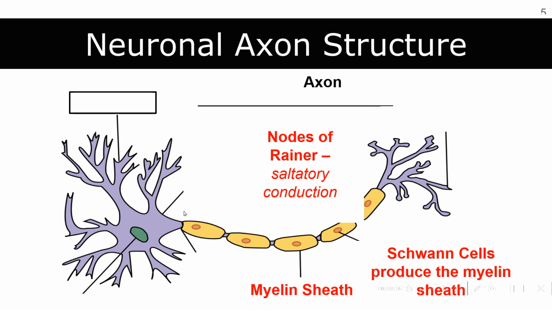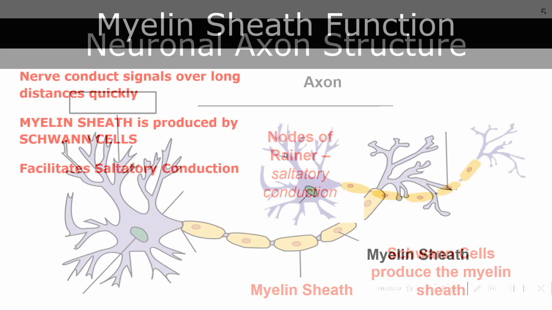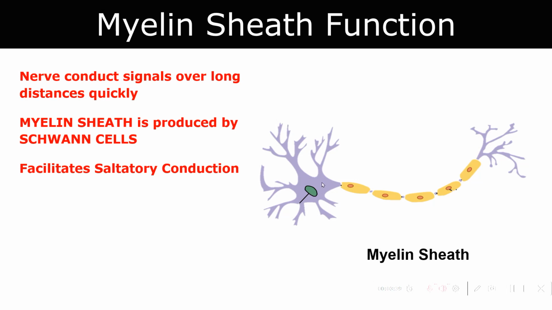I just wanted to give you the landmarks of what a neuron looks like before we start talking about what these different parts actually do. All of these are within the axon. We have a myelin sheath which is covering the outer layer of the axon, and that myelin sheath is produced by Schwann cells. And then these little gaps are called nodes of Ranvier, which are involved in a mysterious process called saltatory conduction. Okay, so let's look at this myelin sheath.